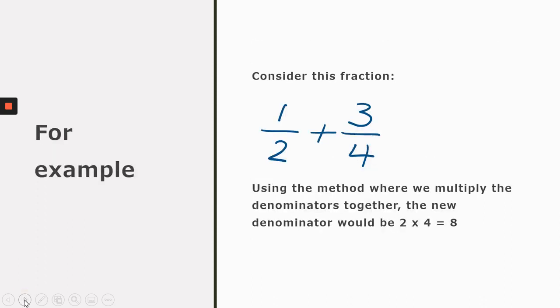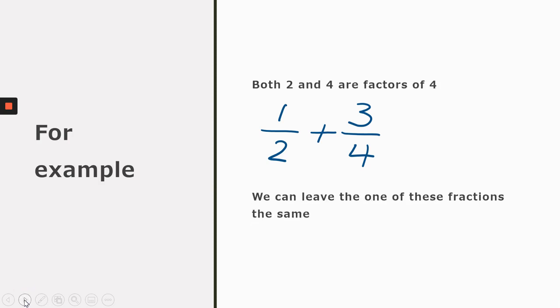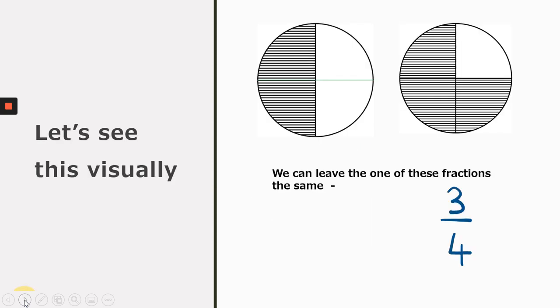For example, if you look at the fraction on the screen, 1/2 plus 3/4, if we use the method that was explained in the part 1 video where we multiply the denominators together, then we'd multiply the denominator 2 by the denominator 4, and that would give us a new denominator of 8. But both 2 and 4 are actually factors of 4 already, so we can leave one of those fractions the same. We don't have to change them both.